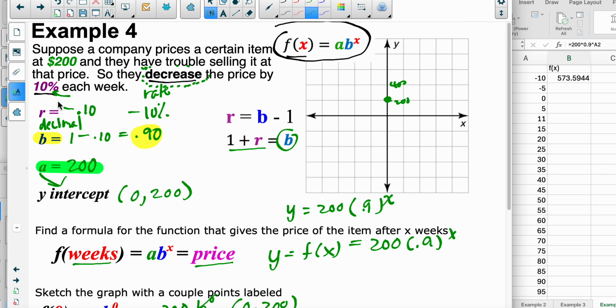But again, before we even do that, I know that this is decreasing. My r value is negative. My b value is between 0 and 1, it's less than 1, right? So I already know it's going to be a decay function. It's going to start off big, and then it's going to come down and get smaller and smaller. So the right tail is going to be where my asymptote is, and the left tail is going to be sort of driving up to infinity.